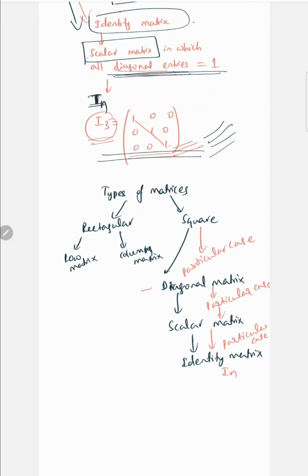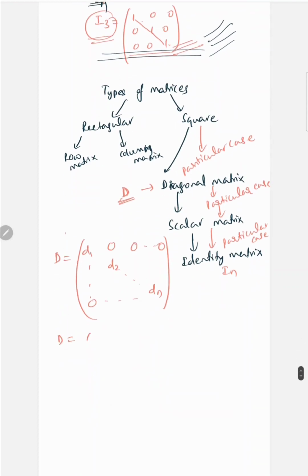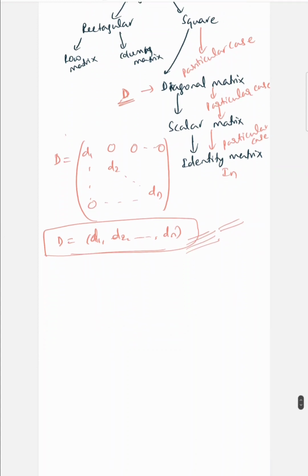Usually diagonal matrices are denoted by D. Suppose D is a diagonal matrix with entries d1, d2, ..., dn, so it is an n-by-n matrix such that all other entries are 0. Then this can be denoted as D = diag(d1, d2, ..., dn). If we write D equal to d1 to dn, it should be understood that this matrix is a diagonal matrix with diagonal entries d1, d2, and so on up to dn. This is how we can represent a diagonal matrix. This is all about classification of matrices.